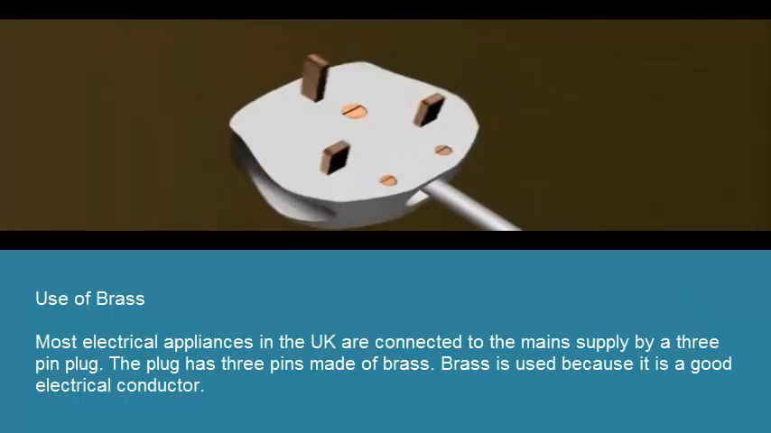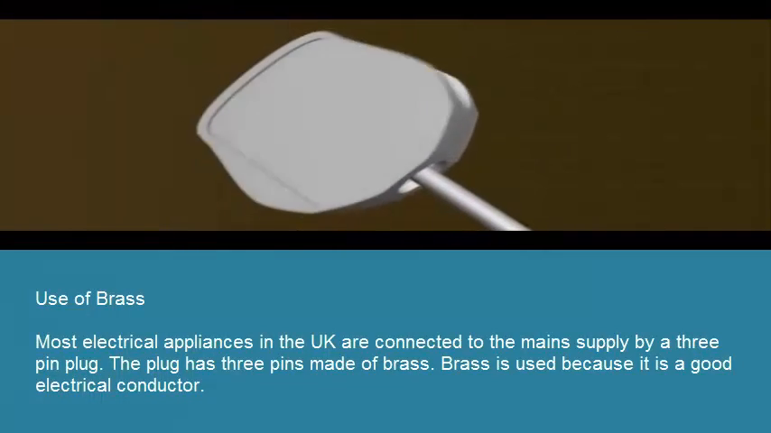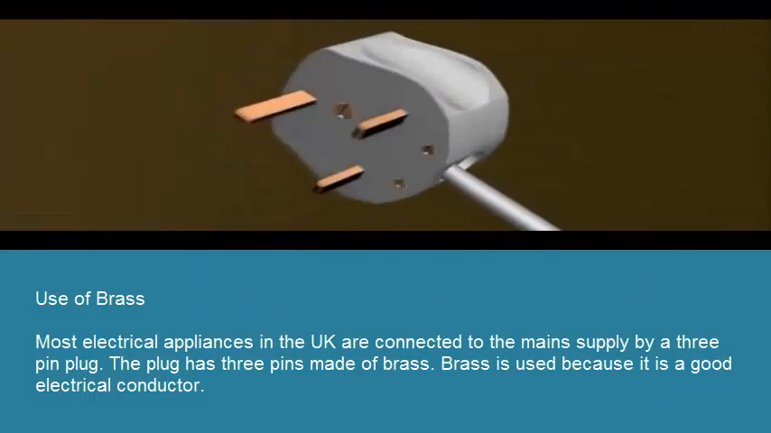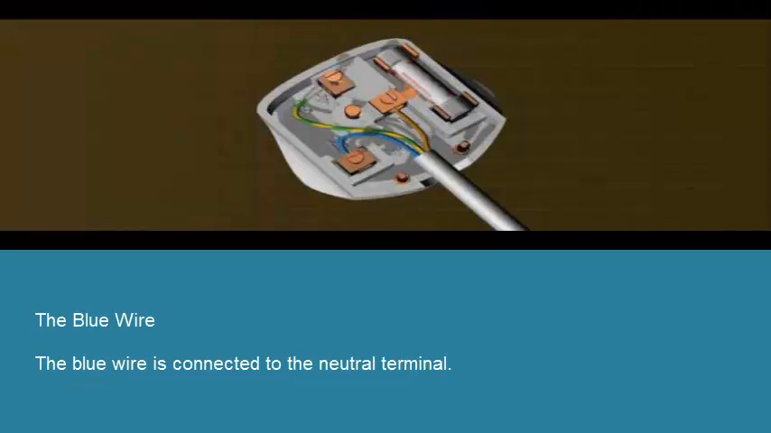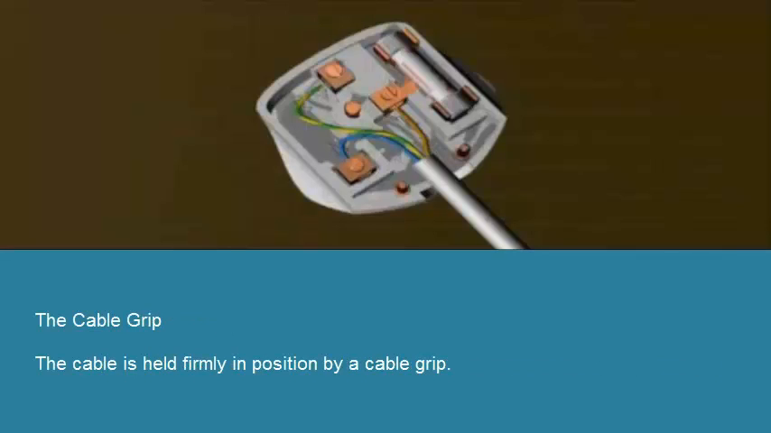Most electrical appliances in the UK are connected to the mains supply by a 3-pin plug. The plug has 3 pins made of brass. Brass is used because it is a good electrical conductor. The brown wire. The brown wire is connected to the live terminal, which, in turn, is connected to the fuse. The blue wire. The blue wire is connected to the neutral terminal. The yellow and green wire. The yellow and green wire is connected to the earth terminal at the top of the plug. The cable grip. The cable is held firmly in position by a cable grip.